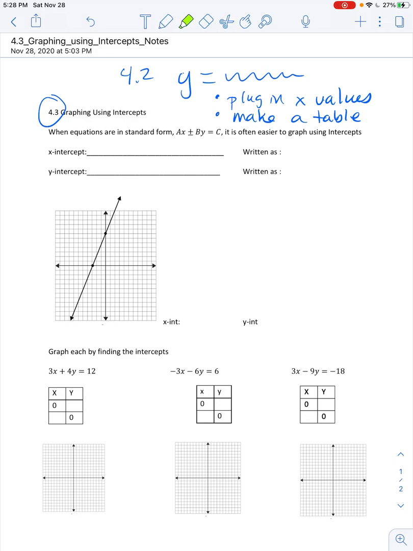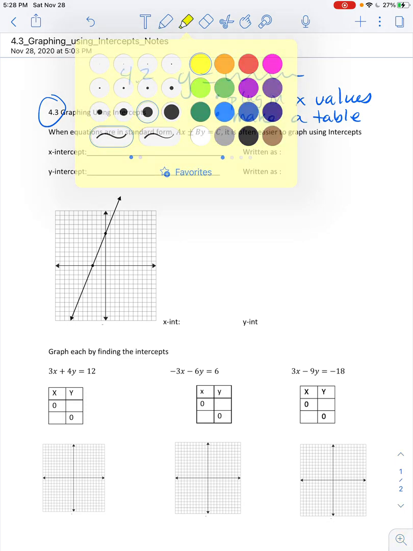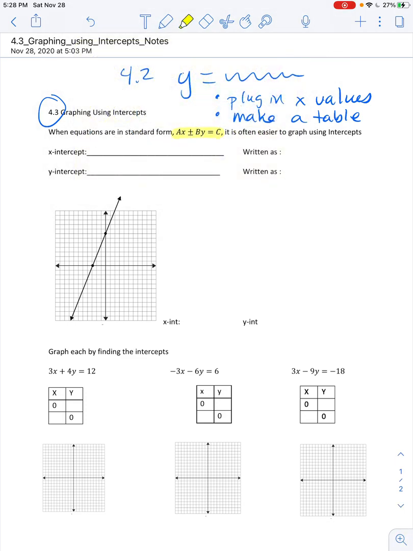But if you have an equation in what we call standard form, which looks like this, then it's not an easy way to do it. And getting it so that you have y equals something is really a lot of math involved. So sometimes it's best to look at the problem and say, ooh, this one is in standard form. So that would be like 2x plus 3y equals 6, or negative x minus 4y equals 8. Those are in standard form.